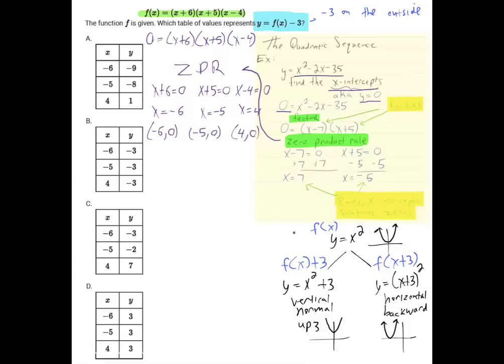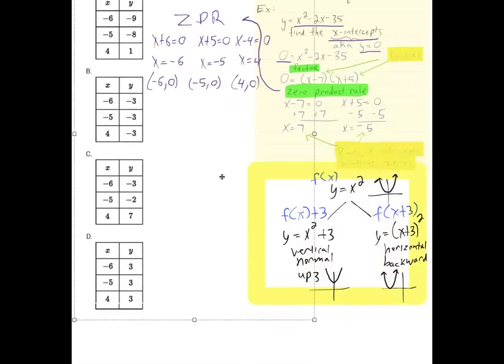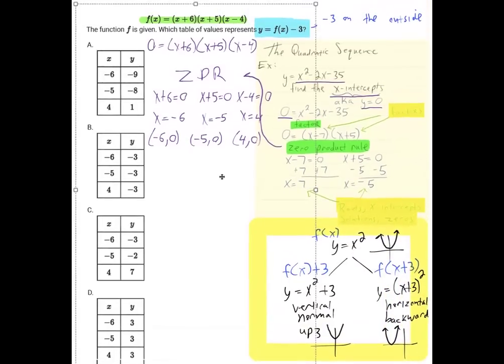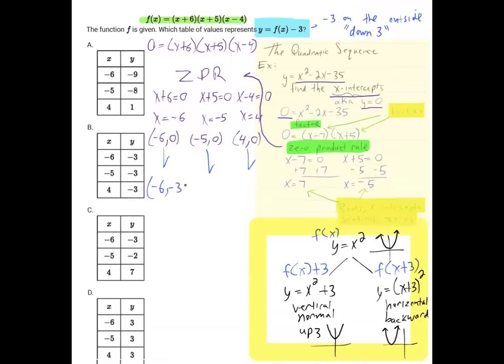So according to what we were saying about translations, if plus 3 on the outside is up, minus 3 on the outside must be down. So our function is going down by 3. So let's take our 3 points we had and take them all down by 3. -6 minus 3, -5 minus 3, and 4 minus 3. And the answer that has all 3 of those is B.